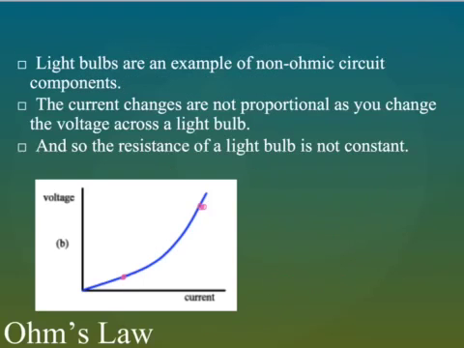Light bulbs are a great common example of a non-ohmic circuit component. Circuit component means it just needs to be in a circuit in order to run. The current changes are not proportional as you change the voltage across a light bulb, so the resistance of a light bulb is not constant. Here I chose two spots, and if we calculate the voltage over the current, they would have different ratios from here to here. If we calculate them out, it turns out that this R, R1, would be much smaller than this R, R2.